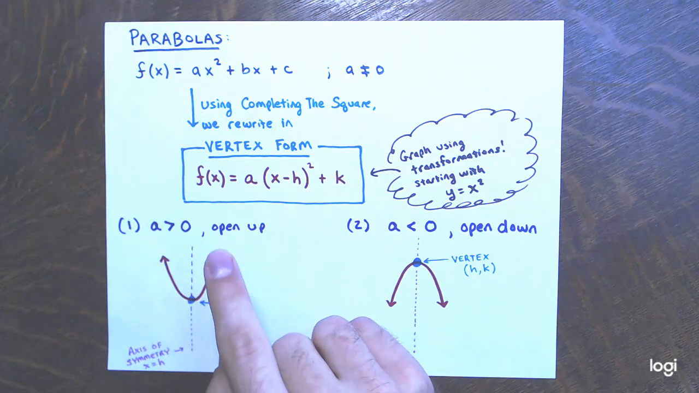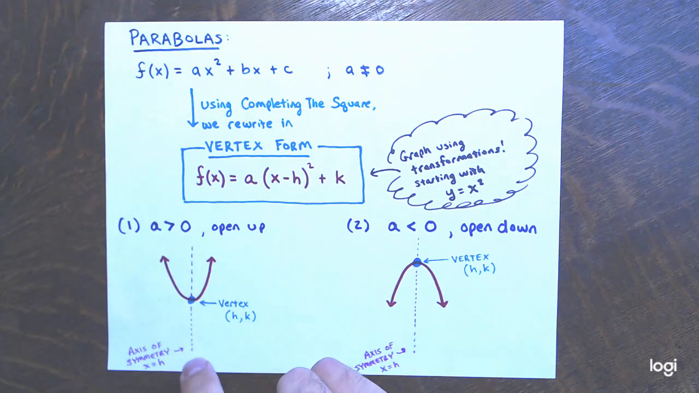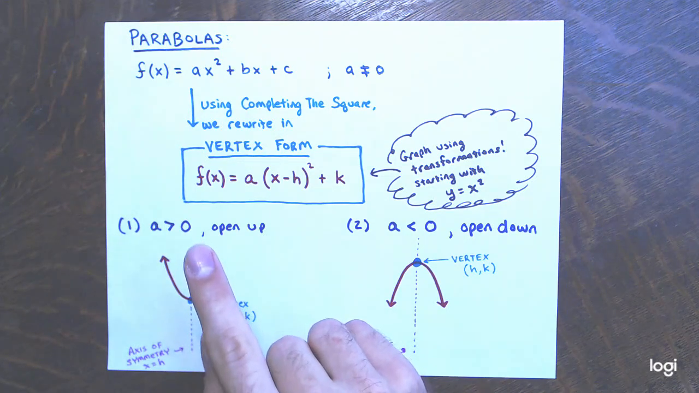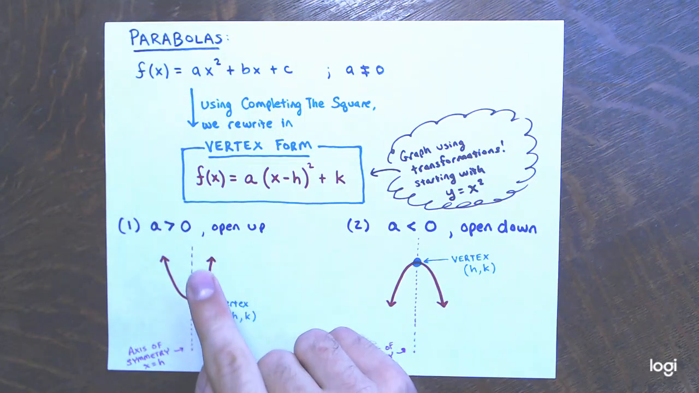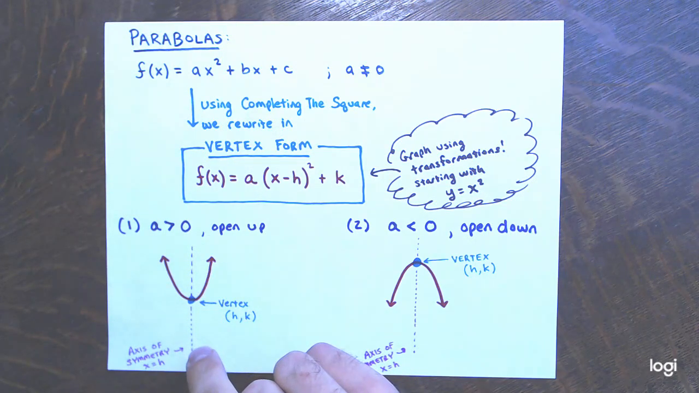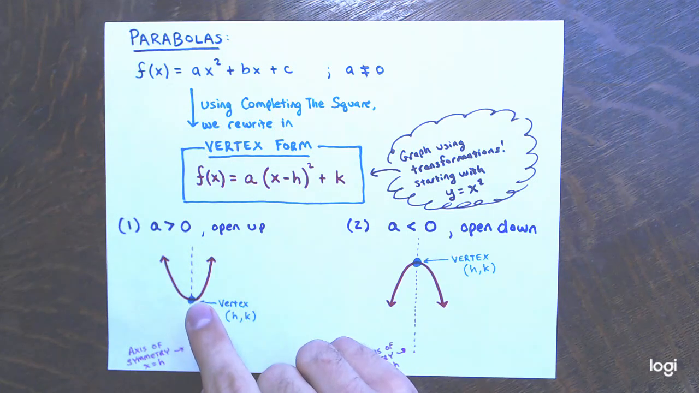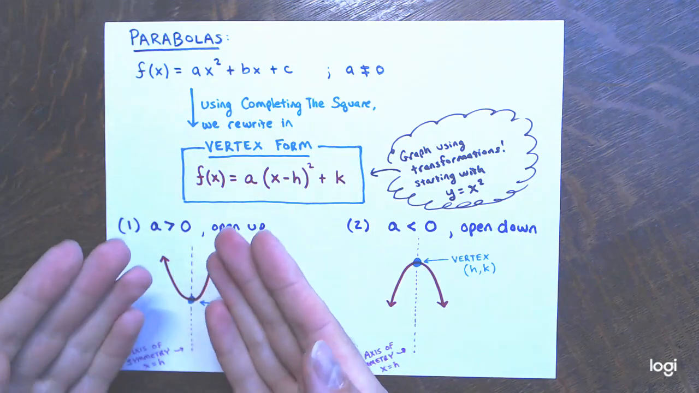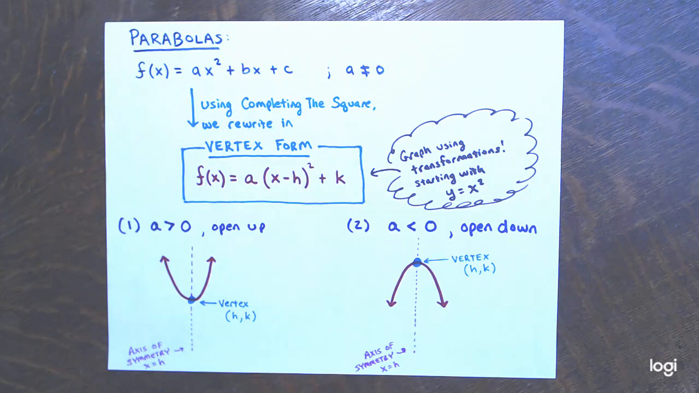I have a little picture of that here, your vertex with the coordinates h comma k, and this dotted line going through the vertex straight up and down. This is an imaginary line. It's not actually part of the parabola. It's called the axis of symmetry, and it's a vertical line. It's going to have an equation of x equals some number. In this case, it's x equals h, the x coordinate of the vertex. That's the line that if you were to fold the parabola about that line, the two halves would match up. It's symmetrical about that line.